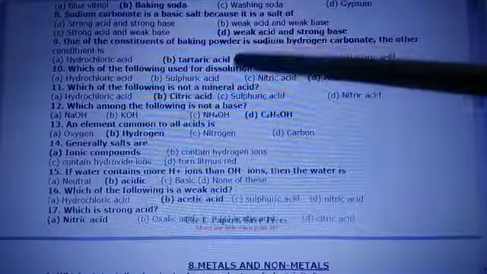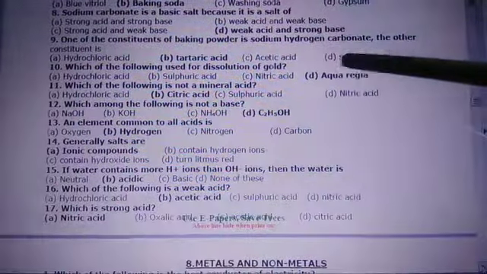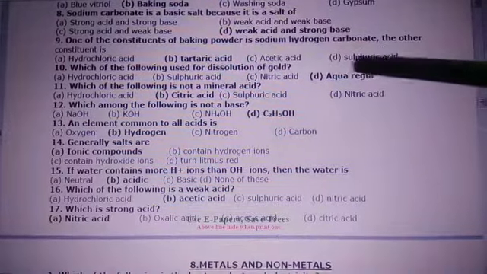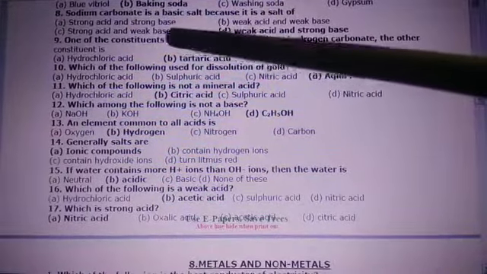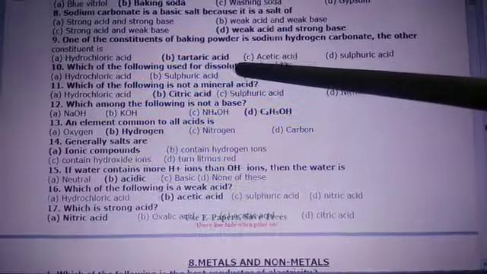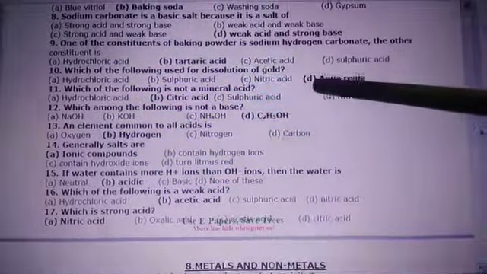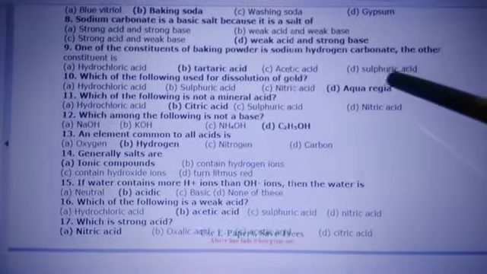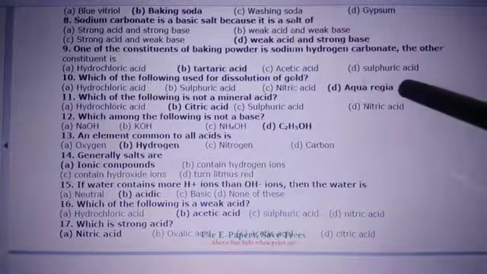One of the constituents of baking powder is sodium hydrogen carbonate. The other constituent is A. Hydrochloric acid. B. Tartaric acid. C. Acetic acid. D. Sulfuric acid.